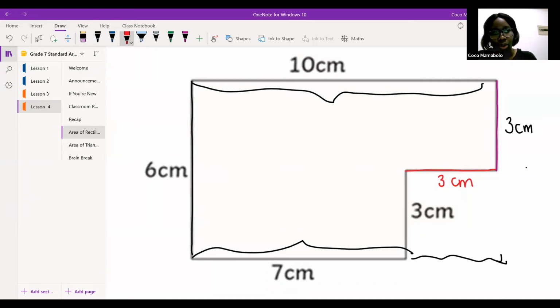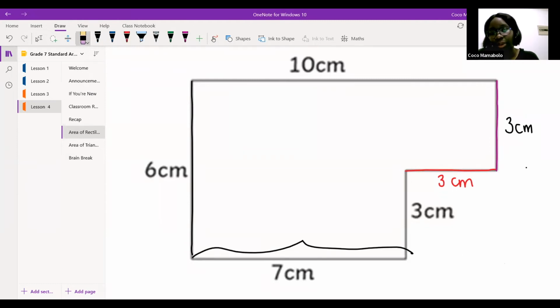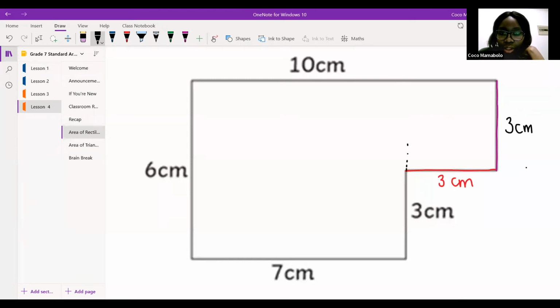Okay, well done, Bonolo. So how do you want us to split it so we can calculate the area? Where am I going to split it? Am I going to split it up and down or left to right? You can choose. Up and down. Okay, excellent. So I'm going to split it here. I'm going to go in, split it over here.